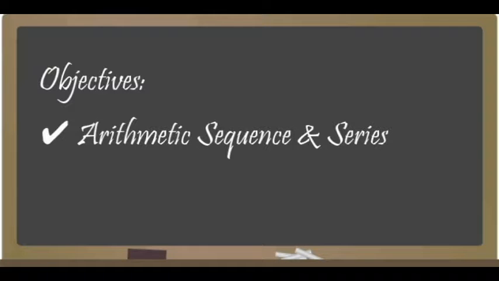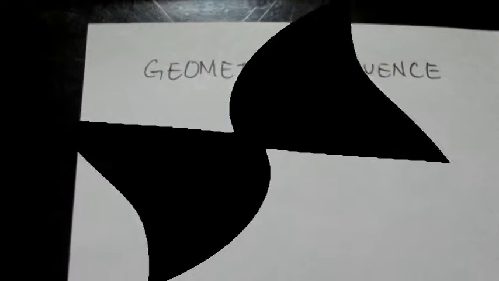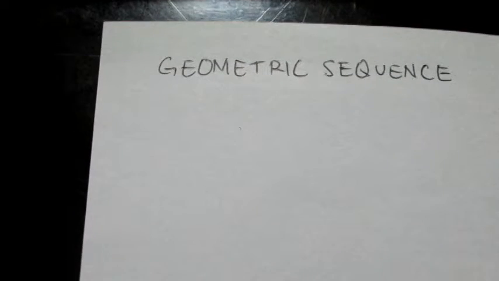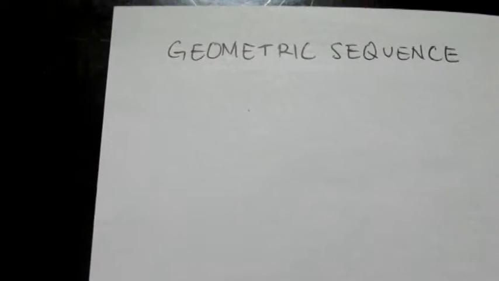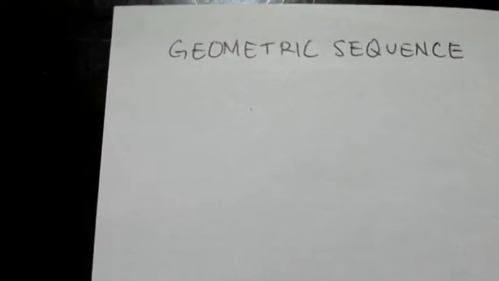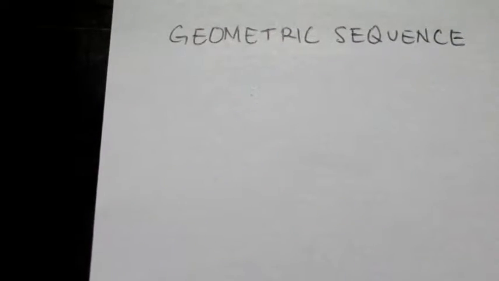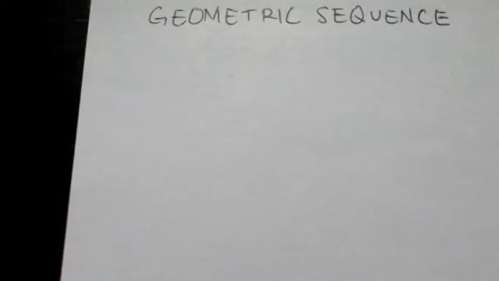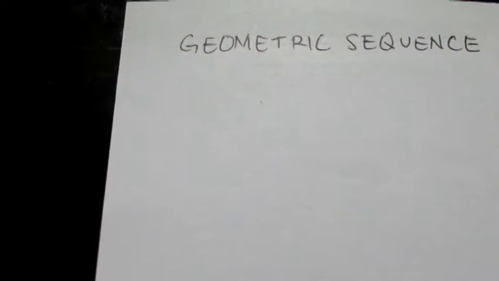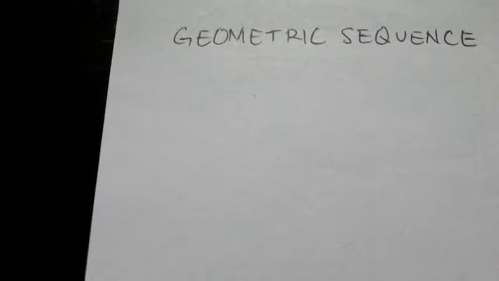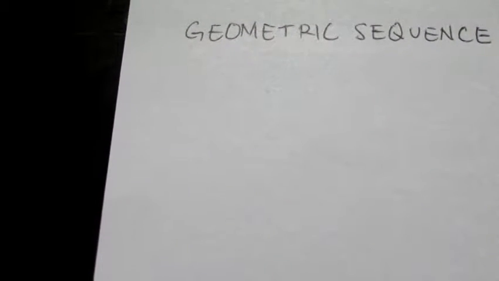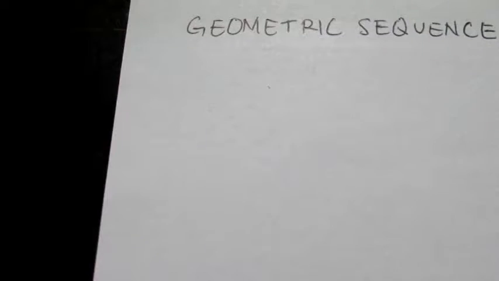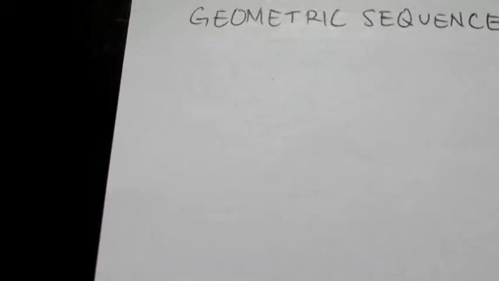Here we end the discussion about arithmetic sequence and series. We now proceed to our next topic, which is the geometric sequence and geometric series. We first start with geometric sequence. Geometric sequence is a sequence of numbers wherein the next term after the first term is found by multiplying the previous term by the common ratio.